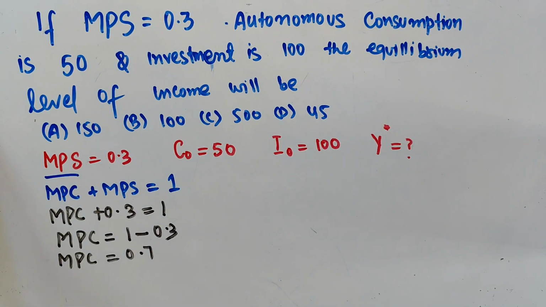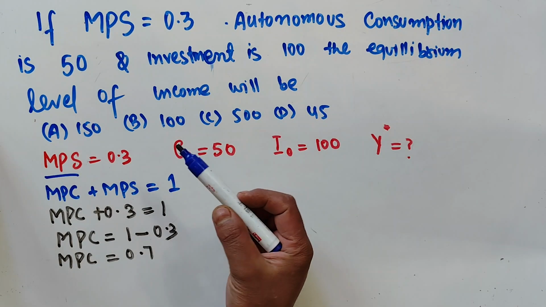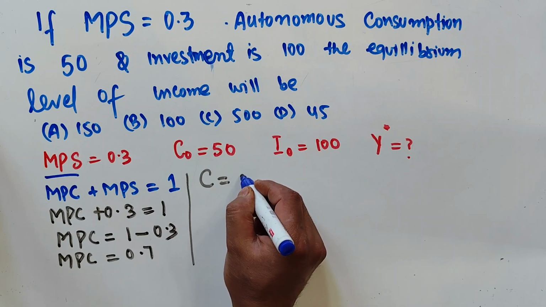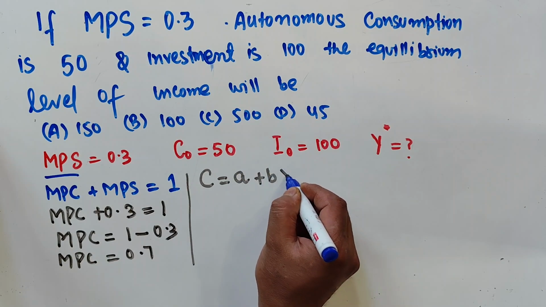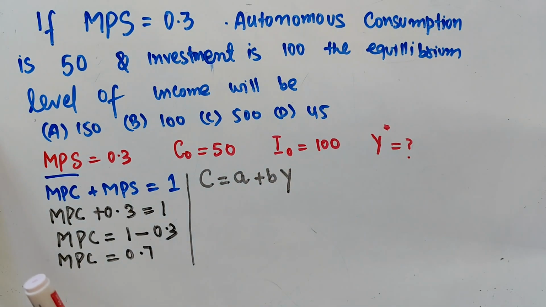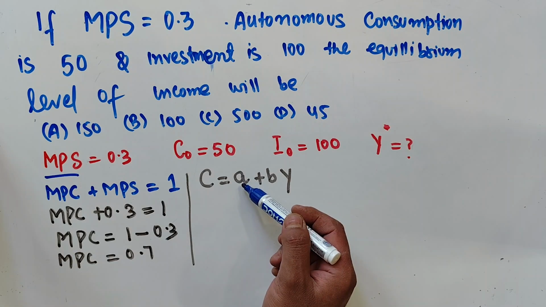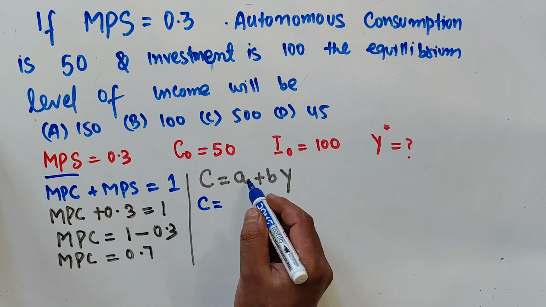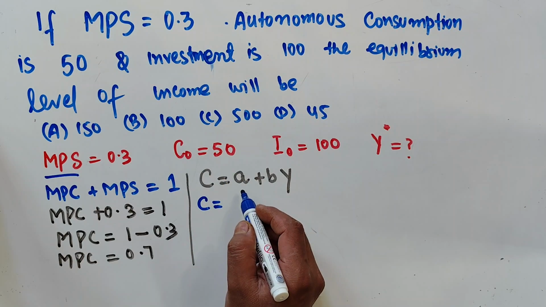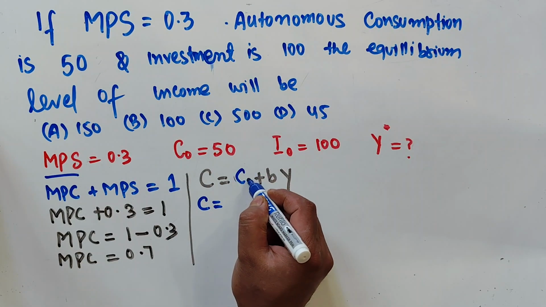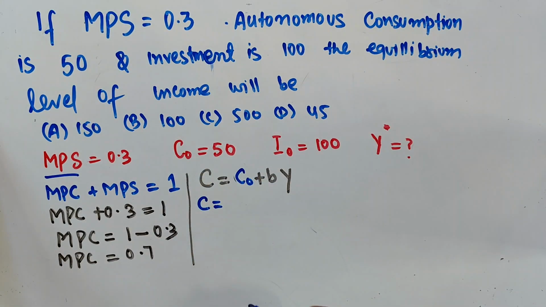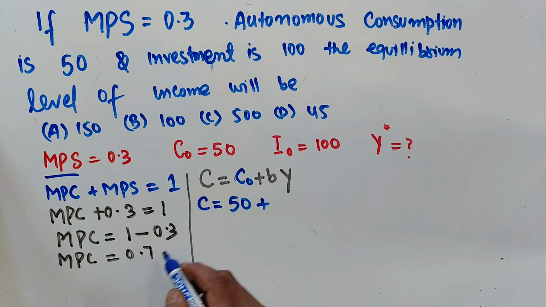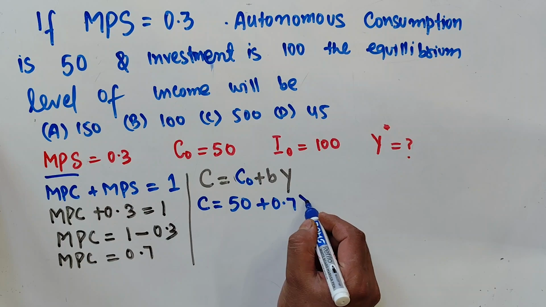Okay, now next we need to find out the consumption function. So the general consumption function is C is equal to A plus B Y. And what is A here? Autonomous consumption, that does not depend upon the level of income. B denotes the marginal propensity to consume. So our C is equal to, A is autonomous consumption, let's denote it by C naught here, because we have denoted it by C naught. So autonomous consumption is 50 plus marginal propensity to consume, which we found is 0.7, times Y.